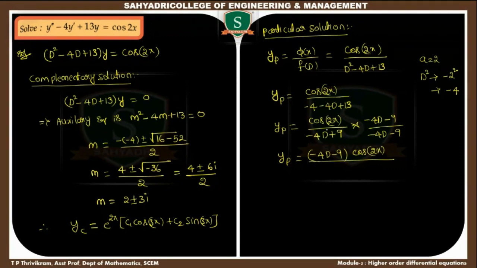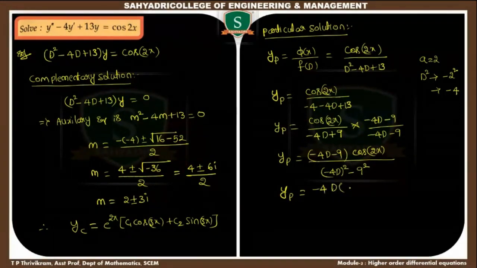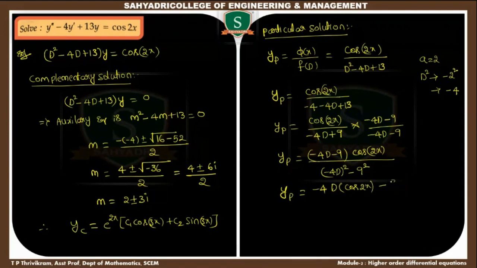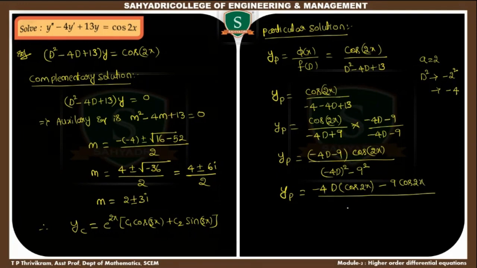divided by a plus b into a minus b is there, so it can be written as a square minus b square. So that means minus 4d whole square minus 9 square. Okay, so this is nothing but yp is equal to minus 4 capital D of cos 2x, minus 9 cos 2x, divided by, so this is nothing but 16 d square minus 9 square, means 81.